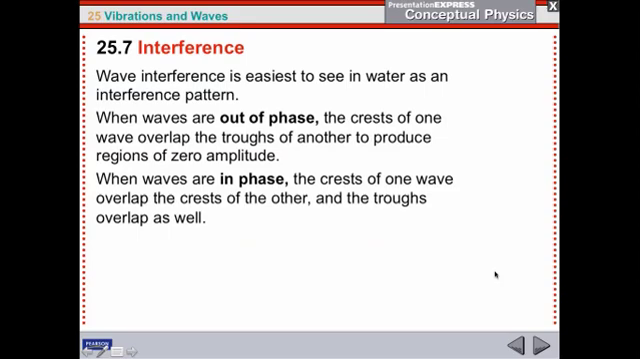So when waves are out of phase, what that means is the crests overlap with troughs of another wave, and the amplitude becomes zero, assuming they were exactly the same. And this is pretty easy to see in water. And if they are in phase, then they are twice as big.